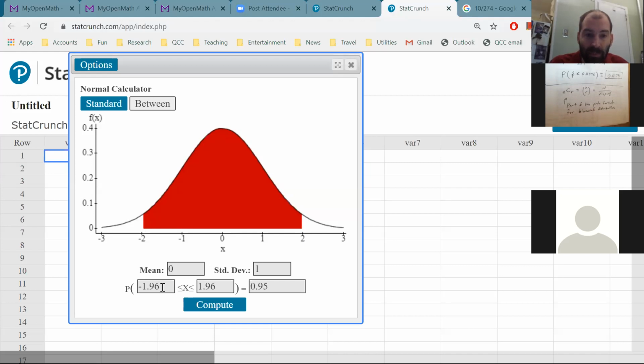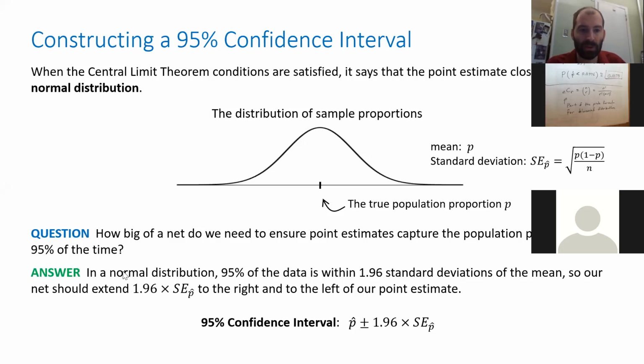And if I look down here, this is the value on the left, and this is the value on the right. So this is saying that 95% of the data lies within 1.96 standard deviations of the mean. Okay, so we got that from StatCrunch. And that is where this came from. In a normal distribution, 95% of the data is within 1.96 standard deviations of the mean.